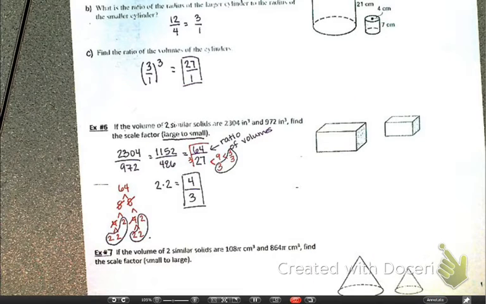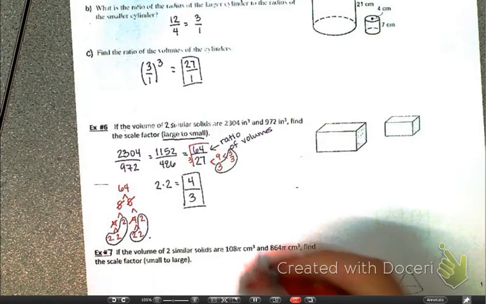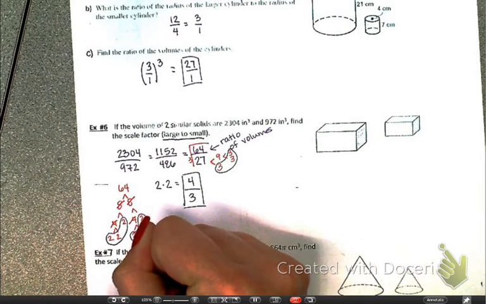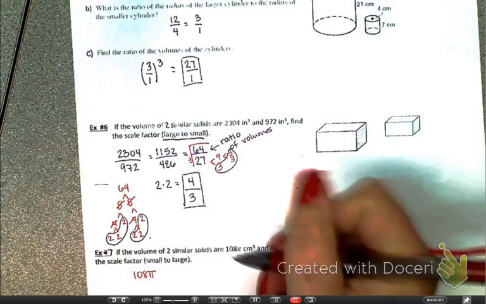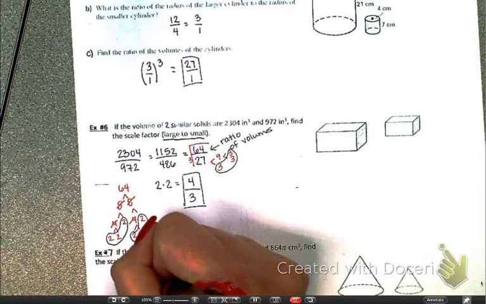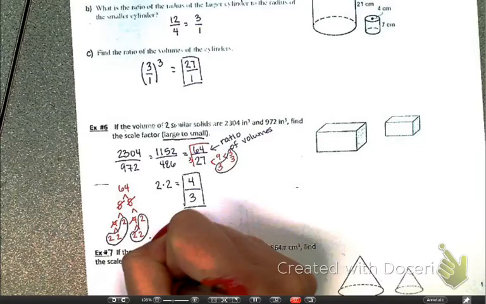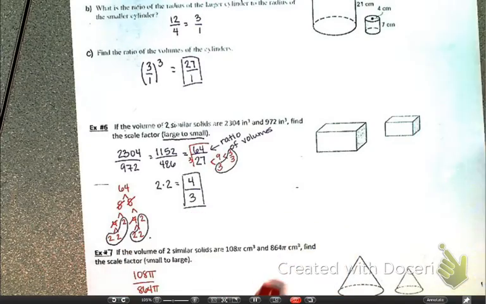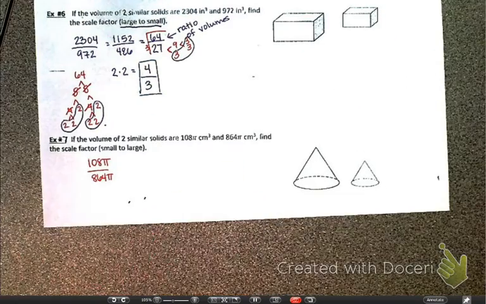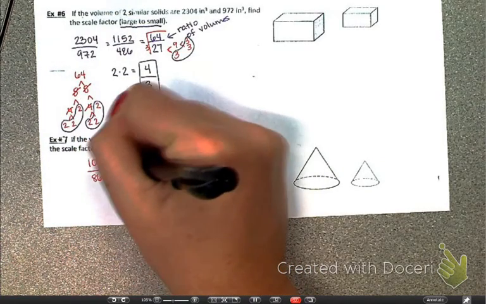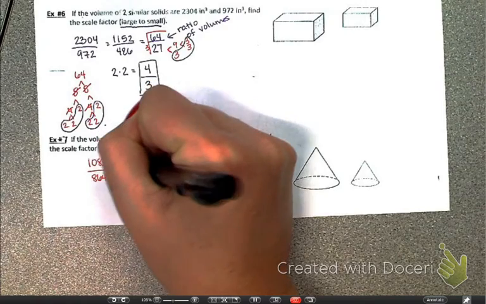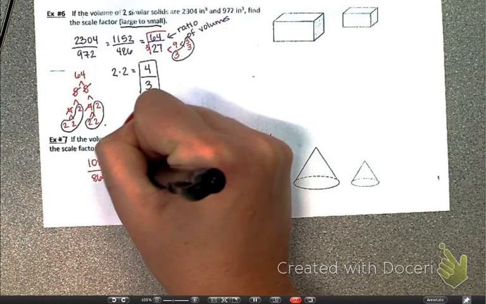All right, let's do the last one. So if the volume of the two similar solids is 108 pi, and it says small to large, over 864 pi, we're looking for scale factor. What happens with the pi's? They cancel each other out. So all you have is 108 over 864.